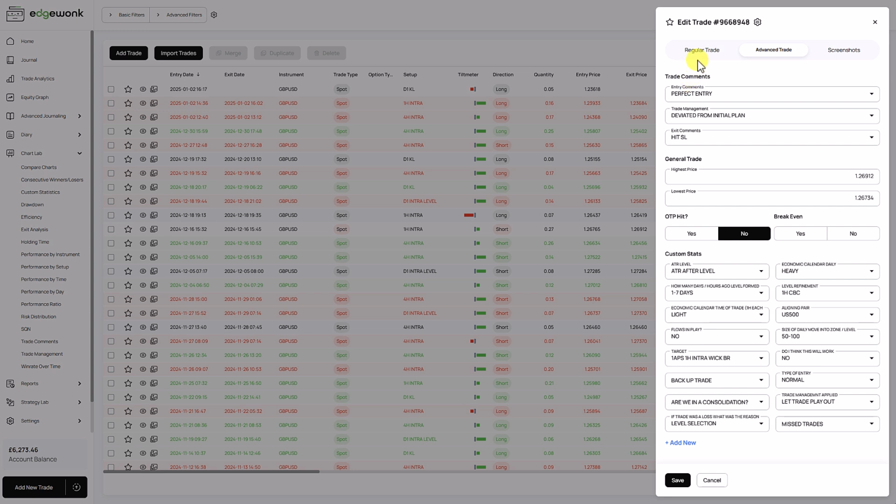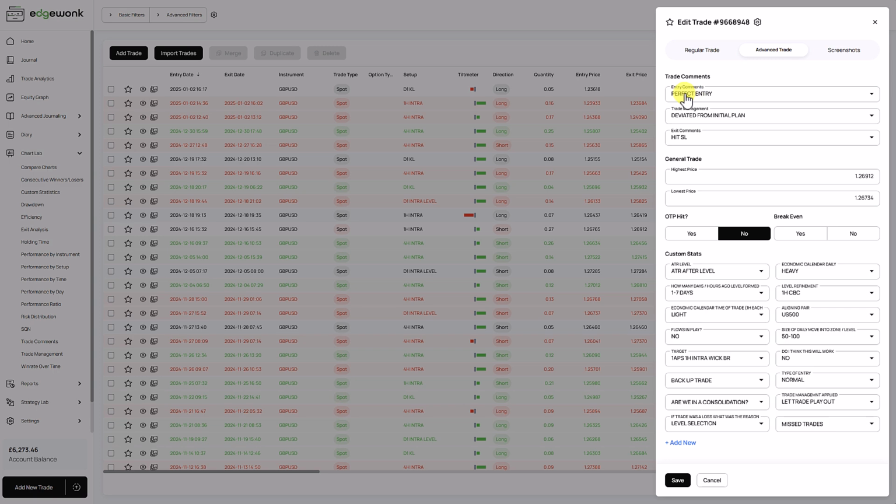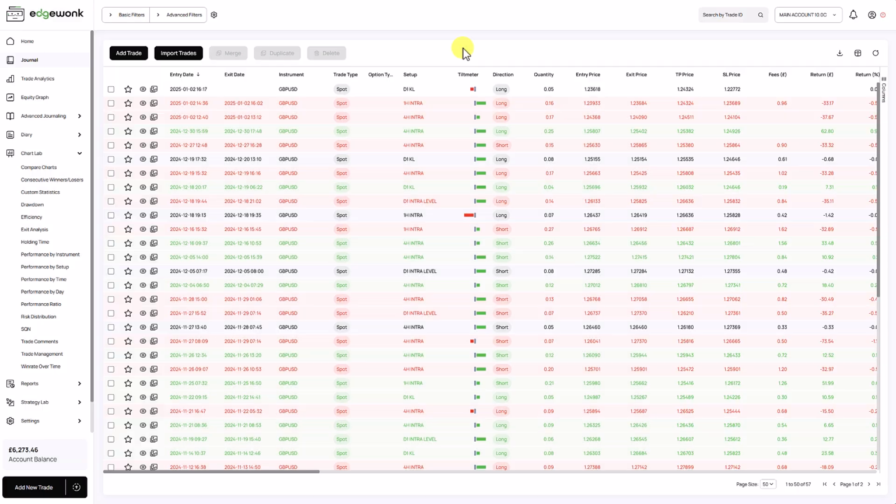There are probably a lot of trades where you actually have a perfect entry, and those need to have that tag. But if you start out by writing down that you think this is a mistake taking that trade, it should not have the perfect entry comment, because then first of all it also skews your tilt meter.